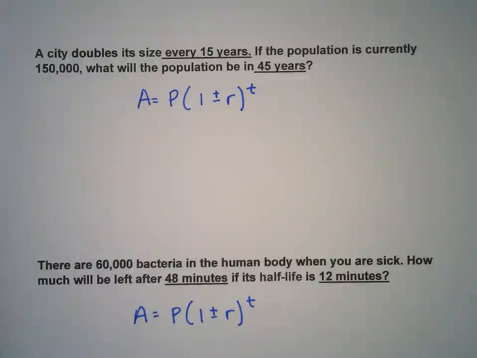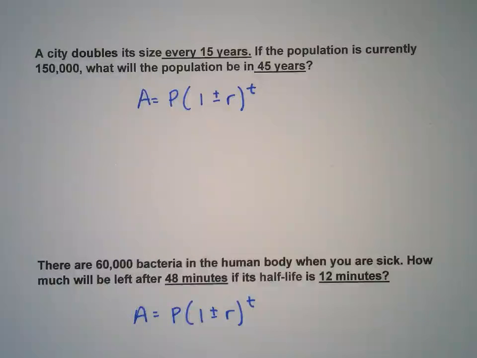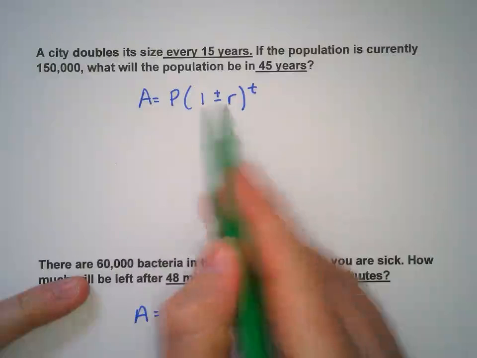Right, so these last two problems are a little more tricky to deal with, so definitely pay attention to what's going on here. We're still using this formula, A equals P, parentheses 1 plus or minus R, raised to the T. But what's going to change is whatever's inside here.